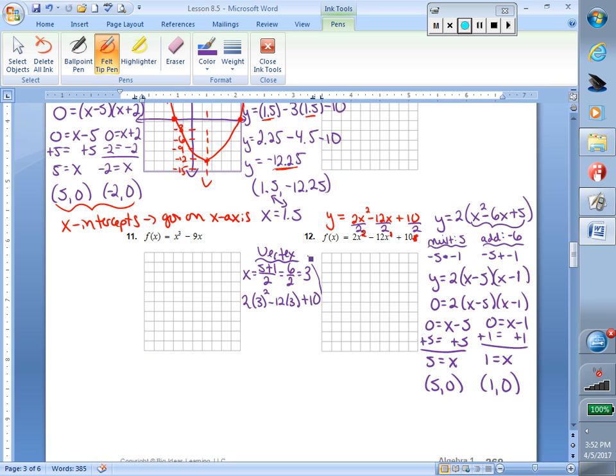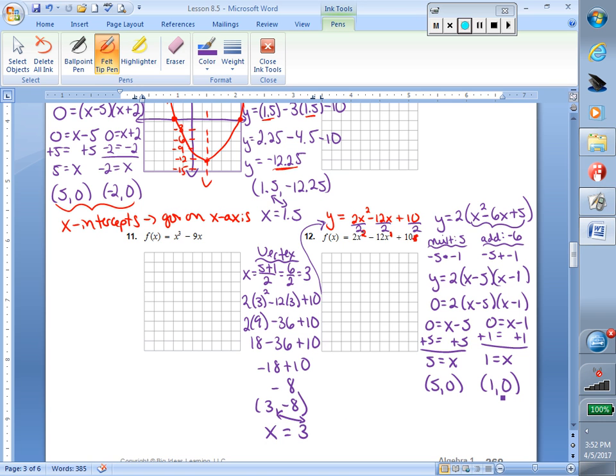Please note I went back to our original equation when I substituted in to find the other part of my vertex. So I end up with 2 times 9. So 18 minus 36 plus 10. So I get -18 plus 10. My y value will be -8. So my vertex is 3, -8. Axis of symmetry is x equals 3. These two match.